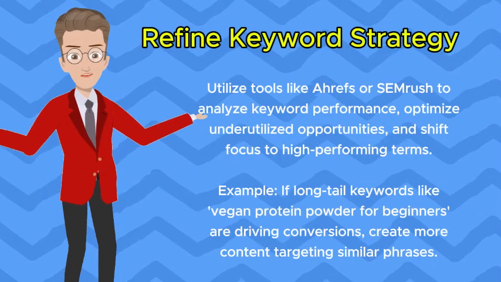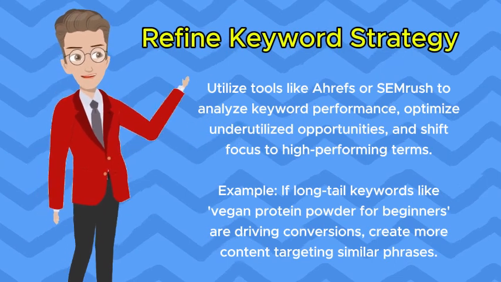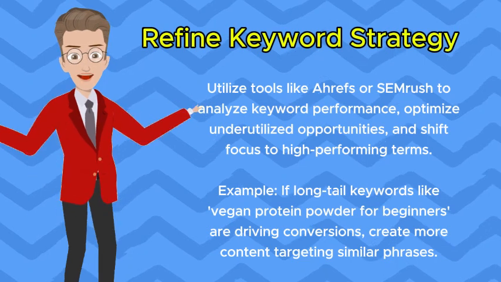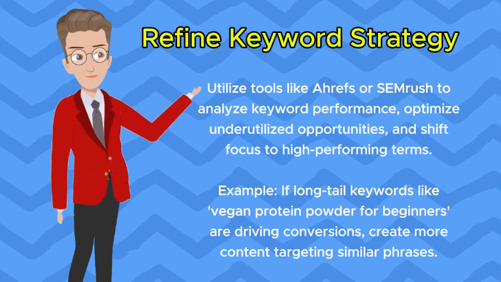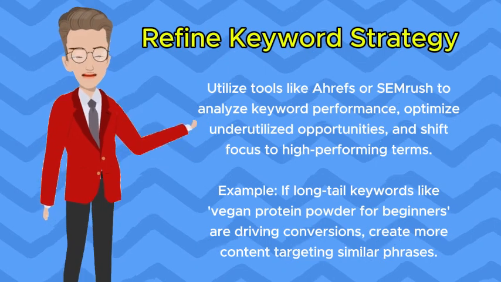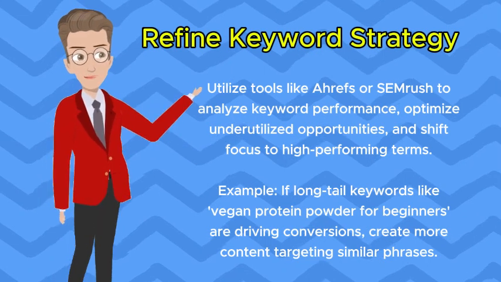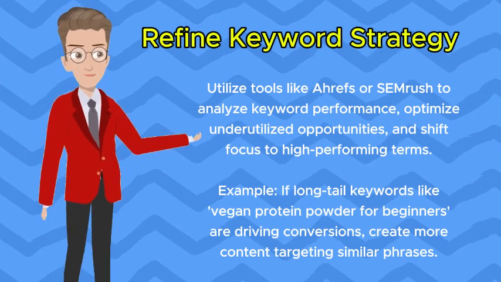Refine keyword strategy. Use tools like Ahrefs or SEMrush to analyze which keywords are performing best and which ones aren't delivering results. Shift your focus to high-performing terms and optimize underutilized opportunities. Example: if long-tail keywords like "vegan protein powder for beginners" are driving conversions, create more content targeting similar phrases.